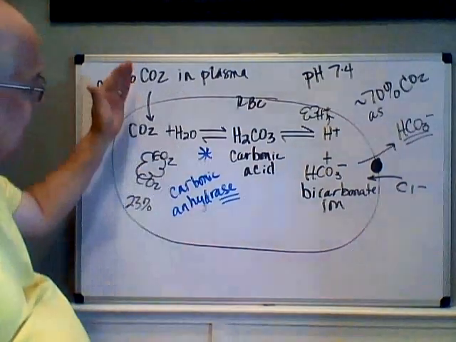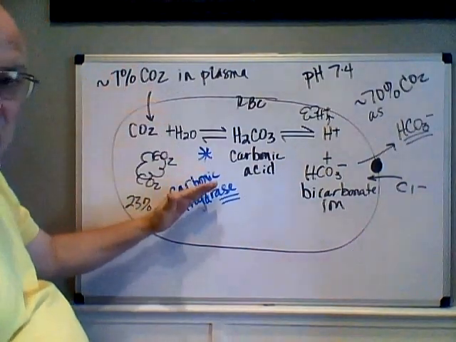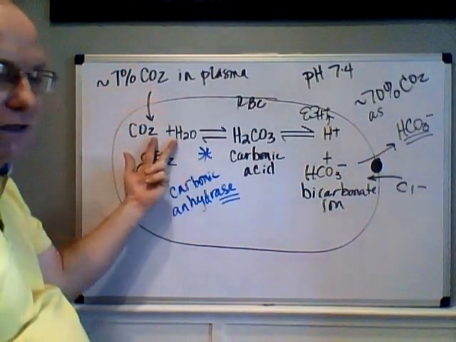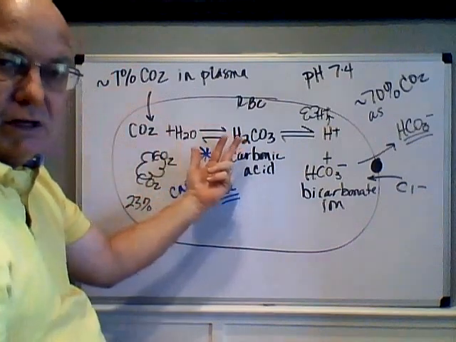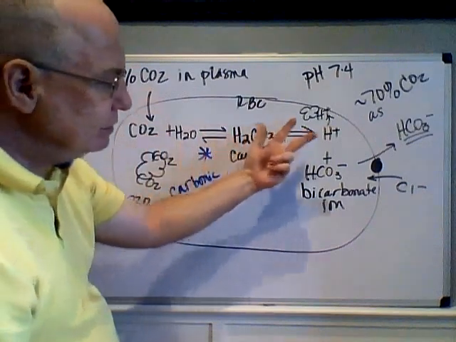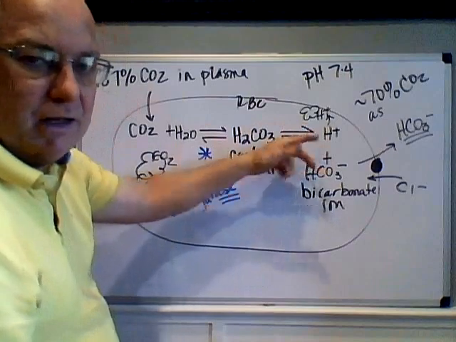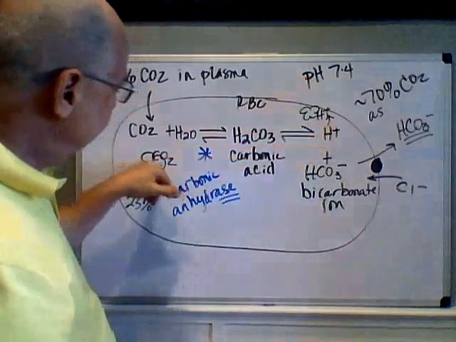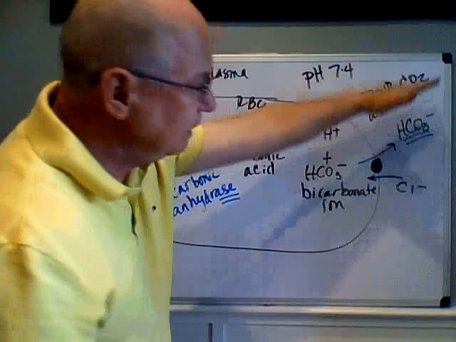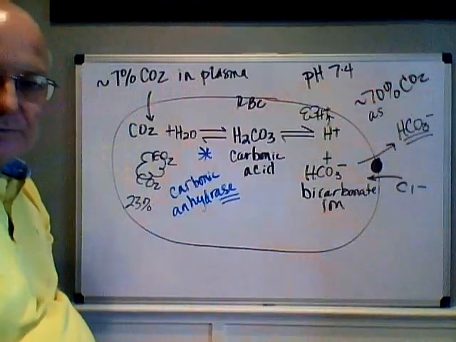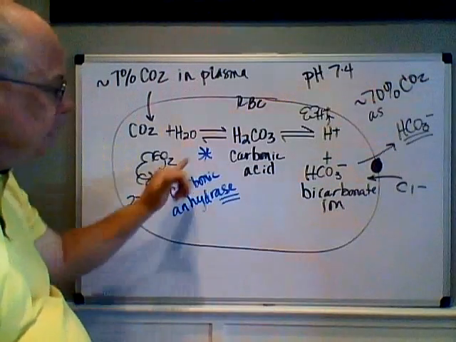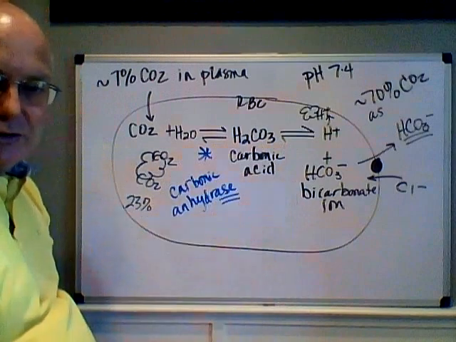So as carbon dioxide enters the red blood cell, an enzyme called carbonic anhydrase converts carbon dioxide and water into carbonic acid. Carbonic acid easily dissociates into a hydrogen ion and a bicarbonate ion. The hydrogen gets bound by the hemoglobin in those spots that are open, and the bicarbonate gets kicked out into the plasma. Okay? Now, the beauty of these are reversible reactions.